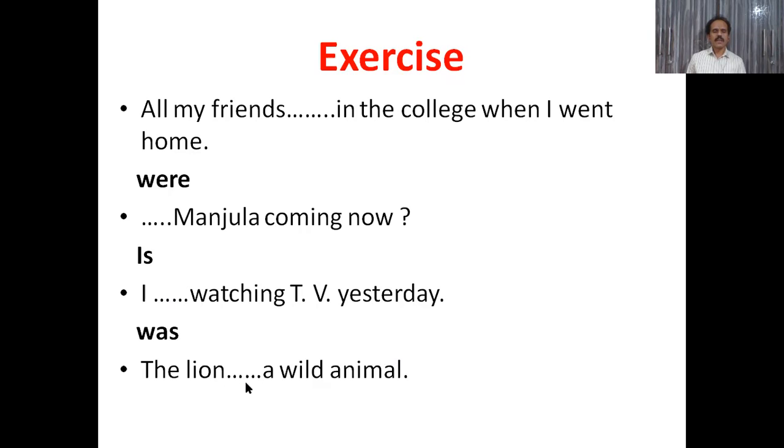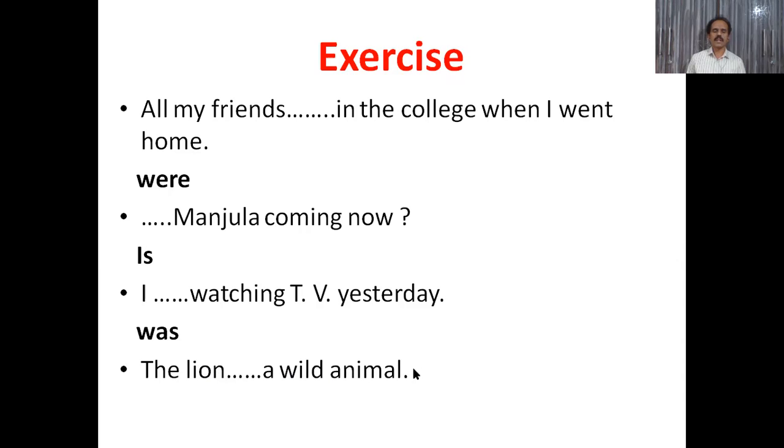The lion blank a wild animal. Think of the be form. The lion is singular. When the subject is singular, it is is, am, or was. Am is ruled out because am is used only with I. Then it is is or was.